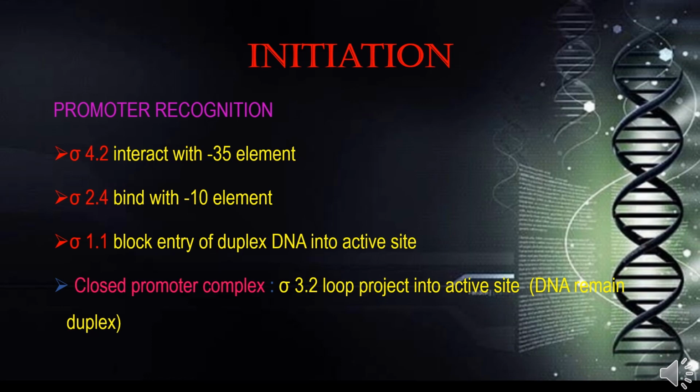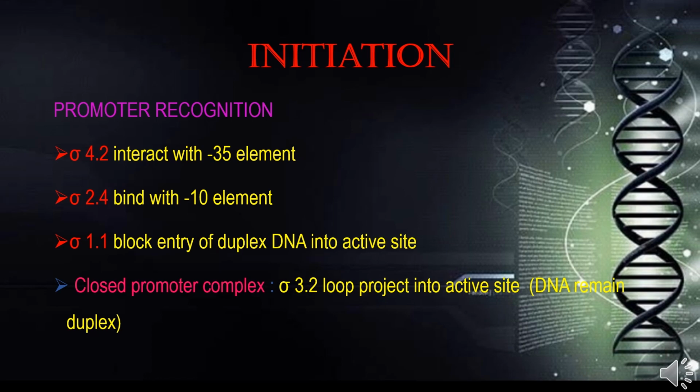Sigma 1.1 blocks the entry of duplex DNA into the active site. Sigma 1.1 acts as an auto-inhibitory domain that blocks the binding of free sigma factor to the promoter. It releases the sigma 1.1 when it binds with the holoenzyme. When sigma factor binds with the core enzyme, a conformational change occurs and it releases the sigma 1.1 activity.